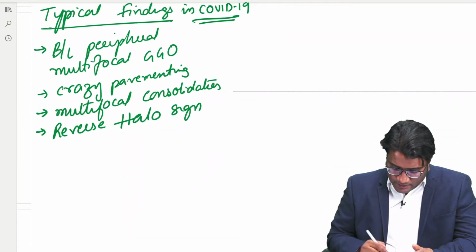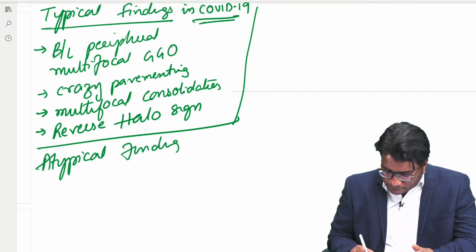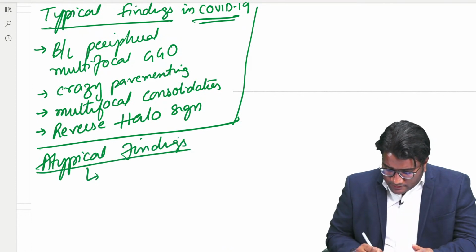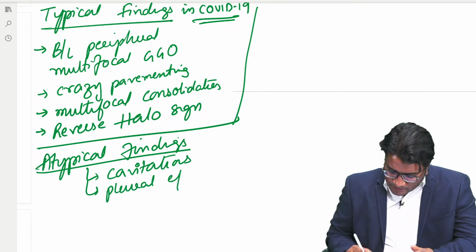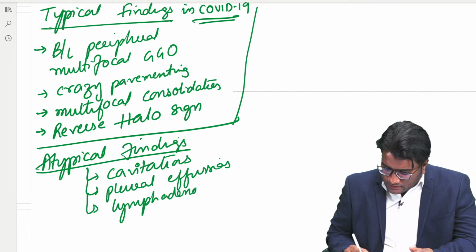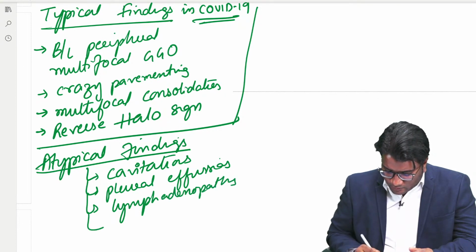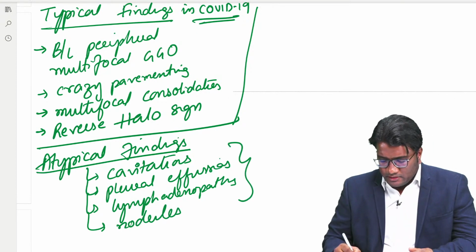So these are typical findings, and what are not seen. What are atypical findings, which usually you don't see. Atypical findings: you will never see cavitations, right? You will never see pleural effusions or lymphadenopathies usually, okay? These are not routinely seen. Lymphadenopathies and stuff. And you will not see any nodules. These are considered to be atypical findings. These are all features of TB, right?